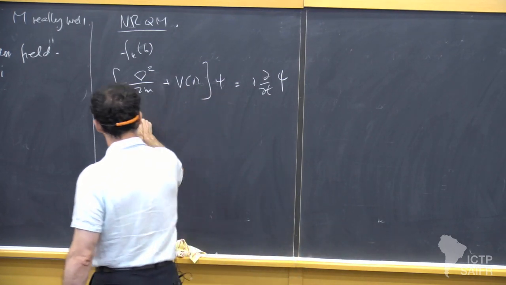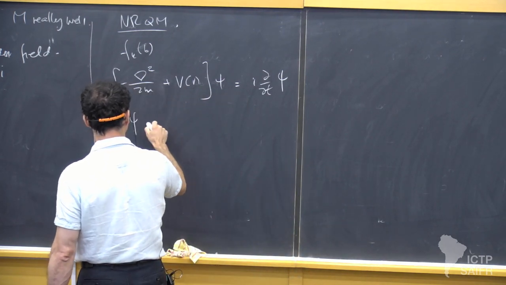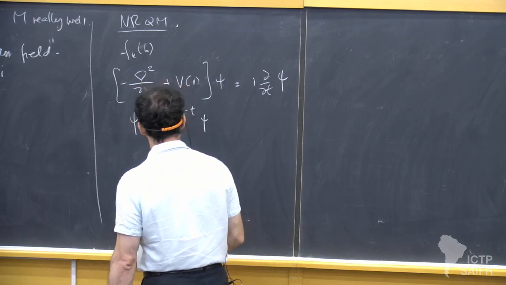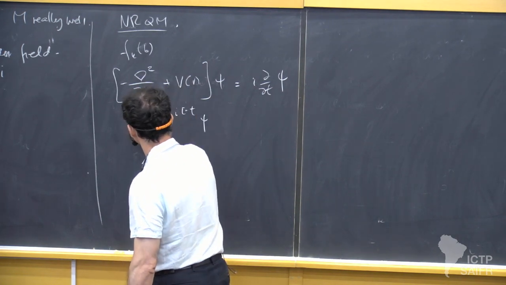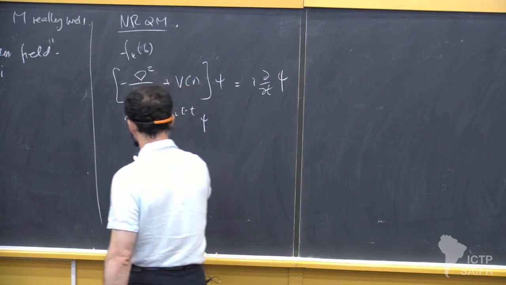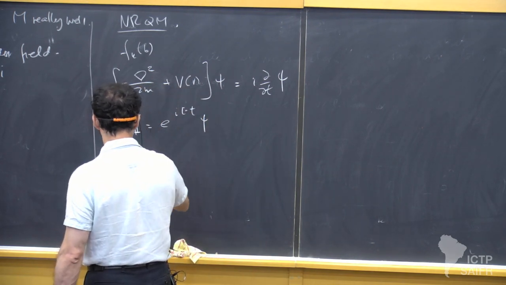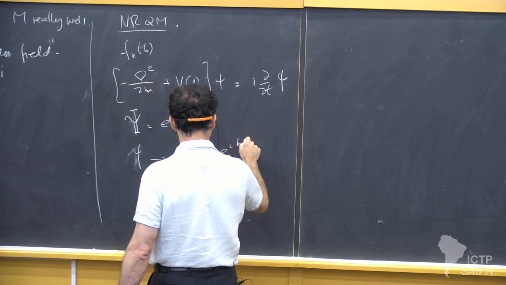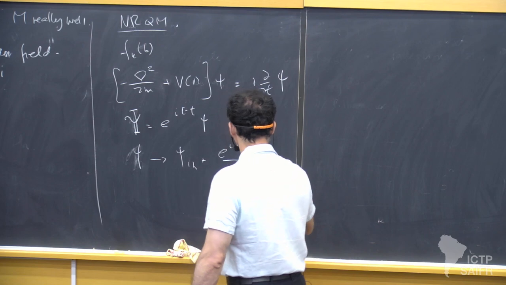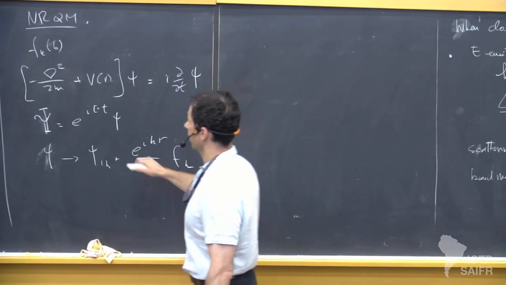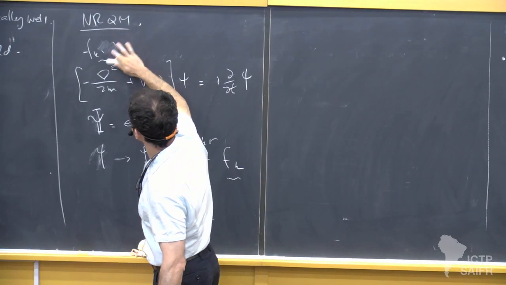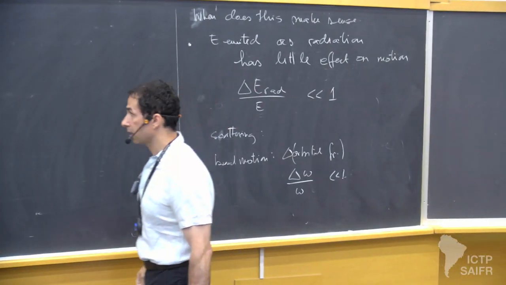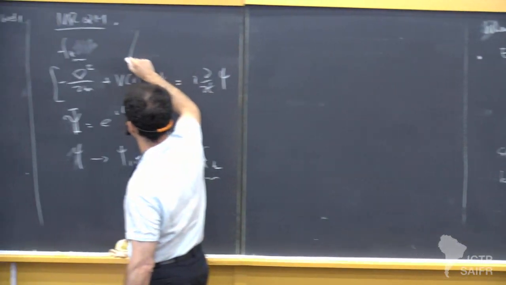So he handed us I, which is e to the i e t Psi. All right, this is going to be capital Psi. And then this Psi, the other Psi, looks at infinity like Psi n plus e to the i k r over r f k. So he handed us this f k. And he is asking us to find this.